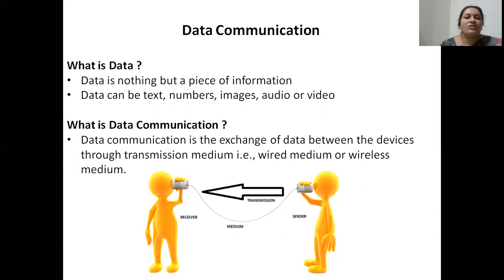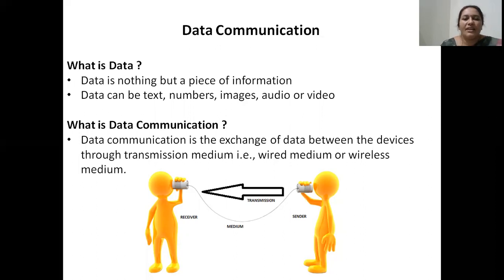Videos are the main or the most popular kind of data which are exchanged today. Videos are the most appealing kind of data which are communicated. Just like WhatsApp, any other network applications also make use of all these five kinds of data: text, numbers, images, audio, and video.